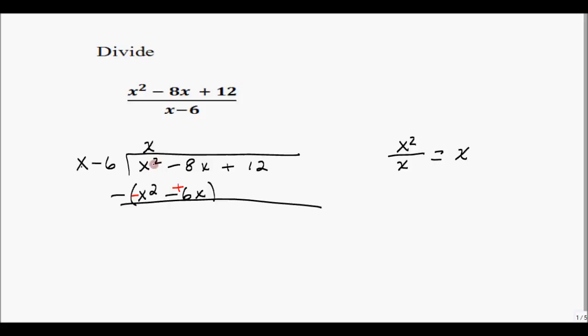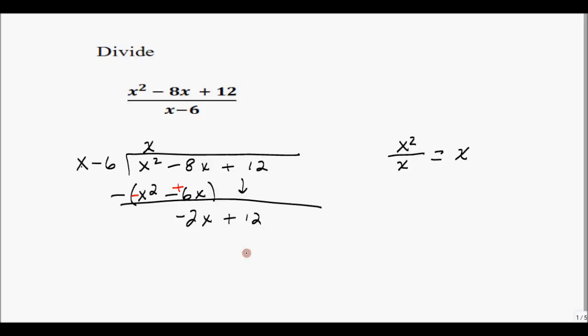Now we combine the like terms. That x squared and that negative x squared cancel out. This is a negative 8x. Now it's a plus 6x. So negative 8 plus 6 is a negative 2x. And then we just bring down that plus 12.